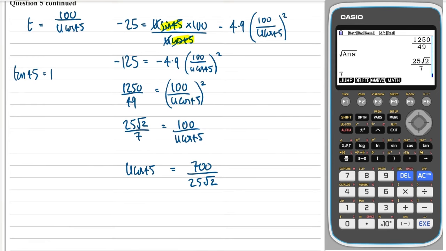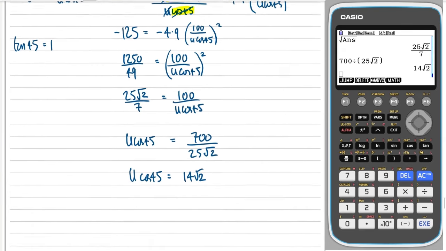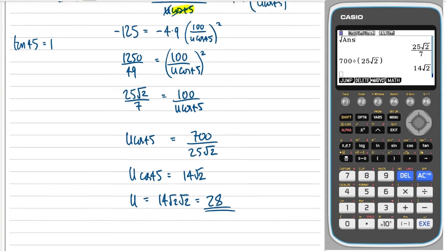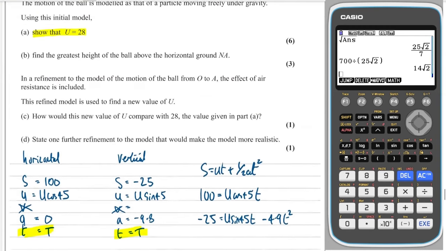So we get 700 divided by 25 root 2 gives me 14 root 2. So this is very good. So u cos 45 is equal to 14 root 2. And cos 45 is 1 over root 2, so dividing by 1 over root 2 is the same as timesing by root 2, so I get 14 root 2 times root 2, which is 28. Bingo.